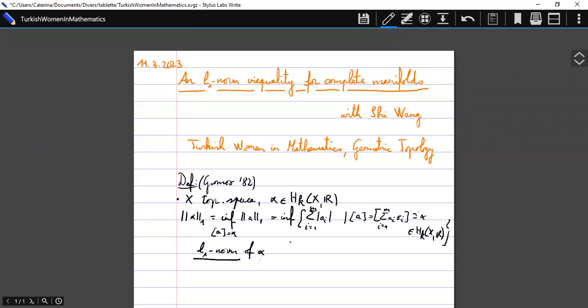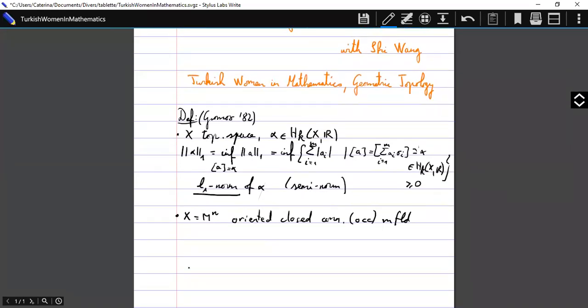Actually, it's not a norm, it's just a semi-norm, meaning that some non-zero classes can have zero L1 norm. So this is something that lives in R greater or equal to 0. We'll see an example in a minute, but we still call it the L1 norm. And a very important particular case is when X is a manifold. I'll denote it by M, n for its dimension, and I'll always suppose it's oriented in this talk, closed and connected. I'll write OCC in the following, oriented closed connected manifold.